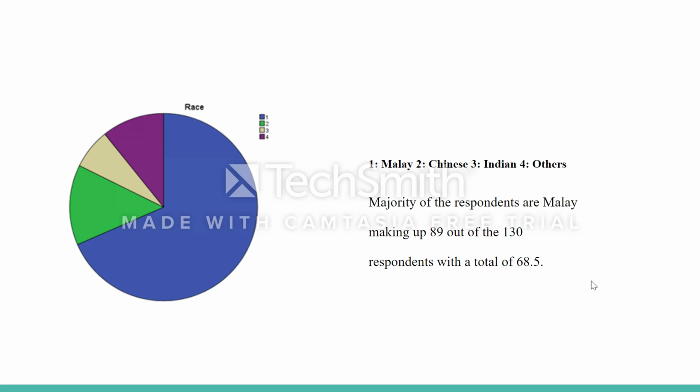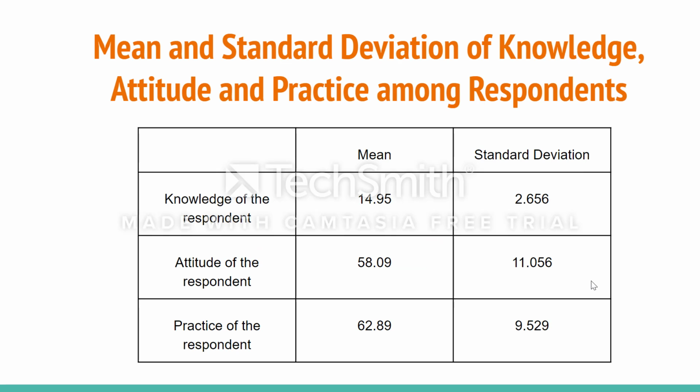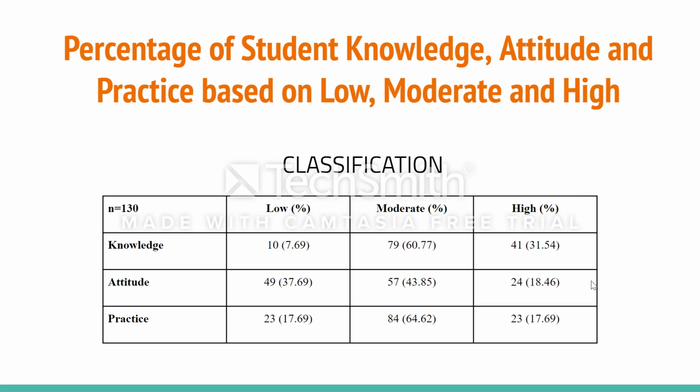For race, the majority of the respondents are Malay, making up 89 out of the 130 respondents, a total of 68.5%. These are the mean and standard deviation of knowledge, attitude, and practice among respondents. And this is the percentage of student knowledge, attitude, and practice based on low, moderate, and high.